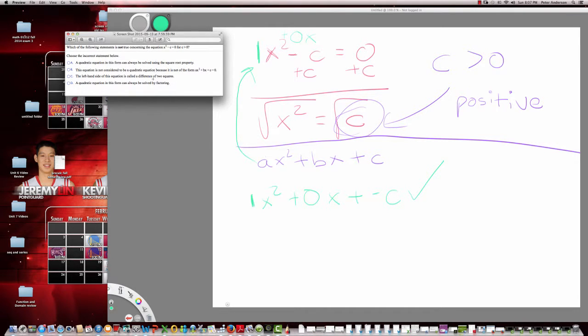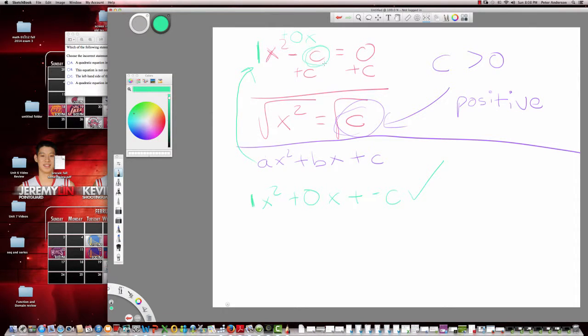When I was looking at this, C and D seemed a little strange, but the left-hand side of this equation is called the difference of two squares. I guess we could always argue that because this c value is positive, you can always take the square root of it. That's what it's referencing, just to be clear. Difference of squares is x squared minus y squared equals x plus y times x minus y, and this should be memorized.